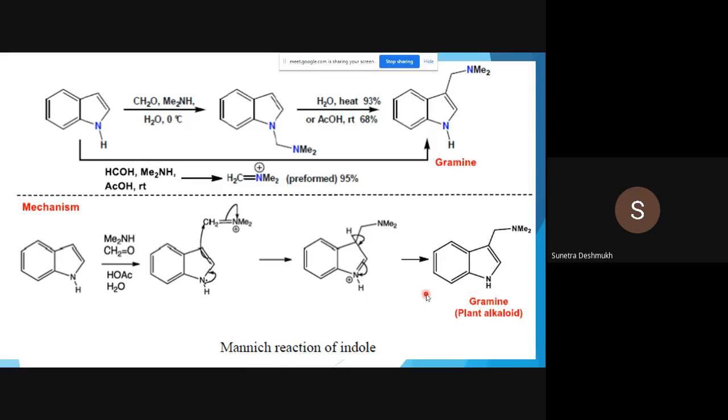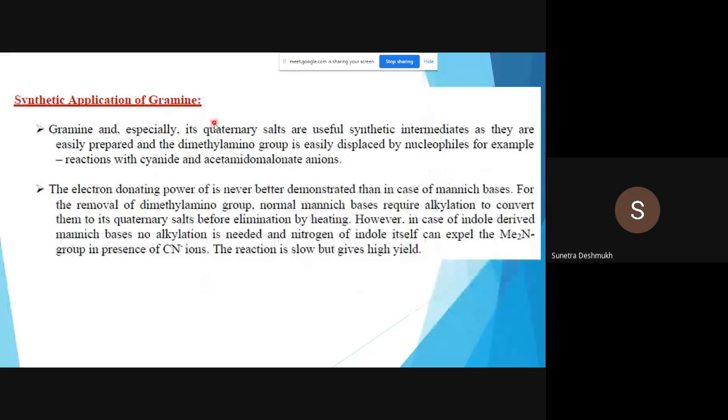Now we'll see the synthetic application of gramine. Especially the quaternary salts are useful synthetic intermediates, as they are easily prepared and the dimethylamino group is easily displaced by nucleophiles. For example, reaction with cyanide and acetamidomalonate anions. So gramine we are going to use to synthesize another molecule.